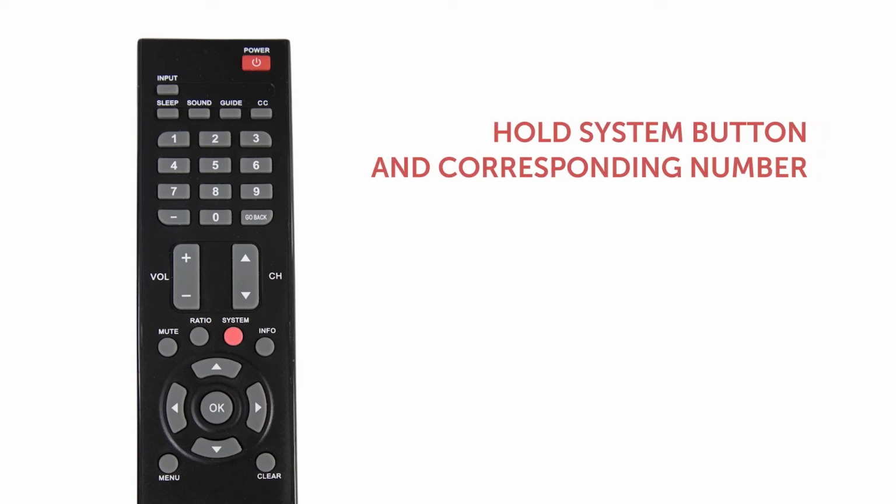If using the remote that comes with the TV, you will press and hold the system button and the corresponding number button together at the same time. For example, if the TV was set to remote 3, then you will hold system and 3 together for 10 seconds.